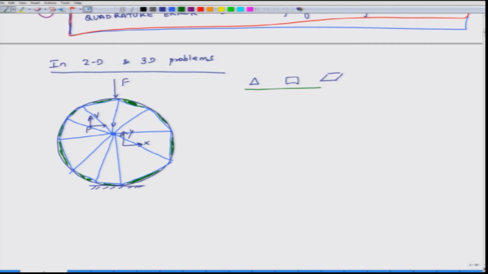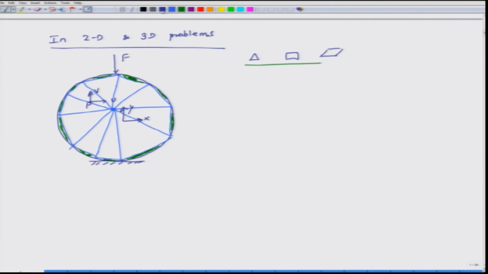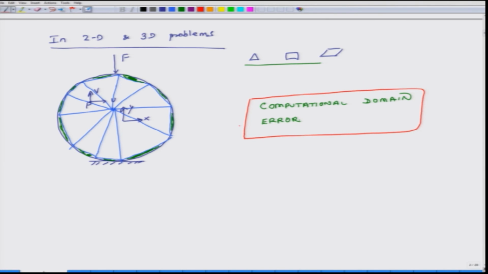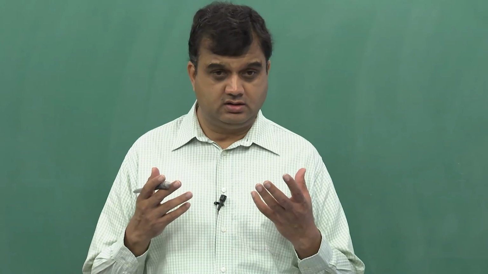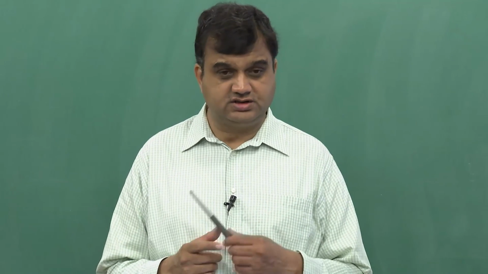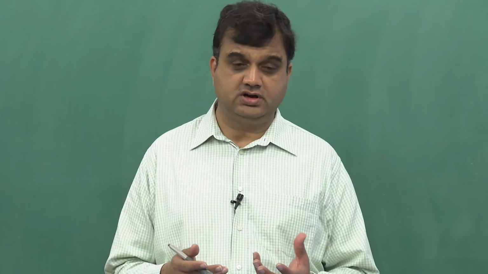So, here this is the third type of error, and this third type of error is called computational domain error. Okay. This is the third type of problem. It is computational domain error. What it means is that I am able to capture the domain computationally in an approximate way, not in an exact way. So, this is the third source of error, and how can we reduce it?